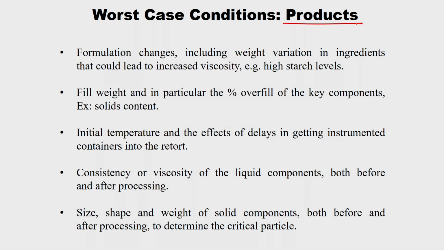Okay, so for the products, how do I check the worst case conditions? One is the formulation changes, including the weight variation in the ingredients that lead to increased viscosity, which I already told. If you increase viscosity, then because your alpha value is nothing but K by rho Cp, if you want to reduce the thermal diffusivity, you can increase rho Cp. This way you can increase or decrease the heat penetration, for which the F value would be in the safer limit.